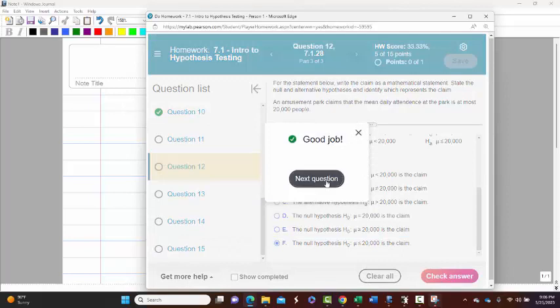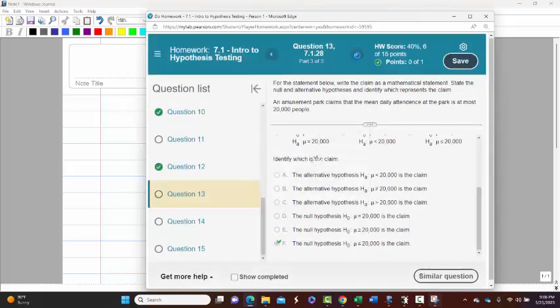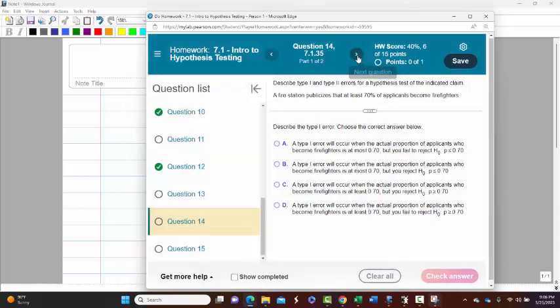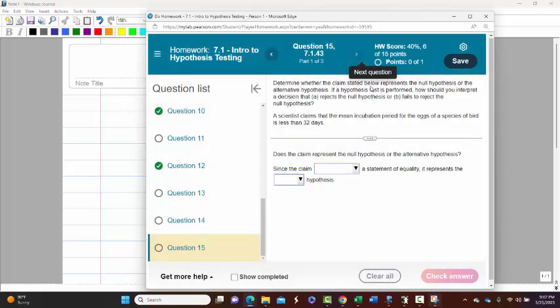All right. And then we'll take a look at 15. That'll be it. All right, let's see. A scientist claims that the incubation period for eggs of a species of bird is less than 32 days. Is it a null or alternative? Okay, less than. Okay, we know what less than means. No equals. Less than is no equals. So it does not contain a statement of equality. Therefore, that means it represents the alternative hypothesis.